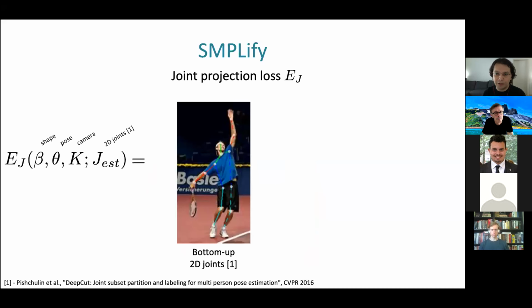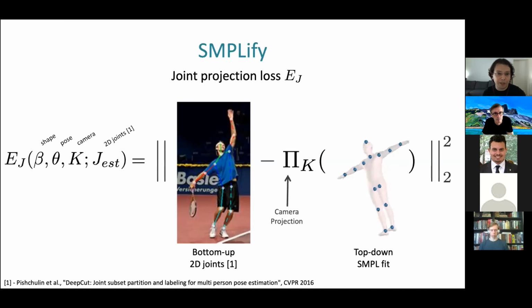First, we estimate 2D joints in the image using DeepCut or any other similar 2D joint detector. Second, we start with an initial configuration of SMPL that has the 3D joints shown with blue. And then we project the 3D joints on the 2D image plane with an estimated camera and measure the reprojection error. We need the projected 3D joints to ideally match the detected 2D joints. However, initially, this is not the case.